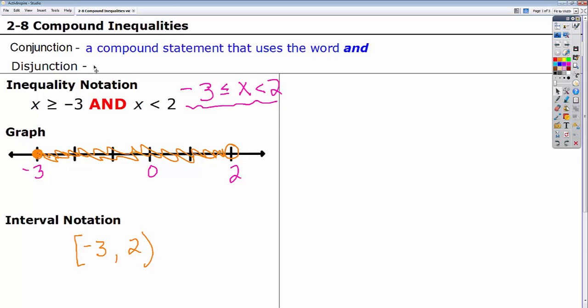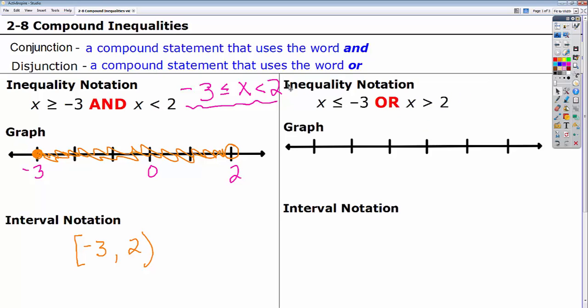Second type is a disjunction. This is a compound statement using the word or. Alright, so that looks like this. Okay, x is less than or equal to -3 or x is greater than 2. Now there is no secondary notation like there was over here. This is the only way to write it when it's a disjunction. Okay, so let's look at the graph.